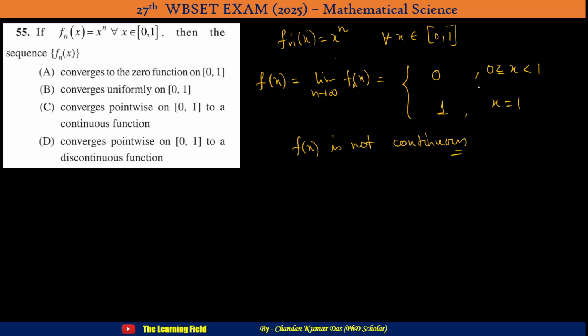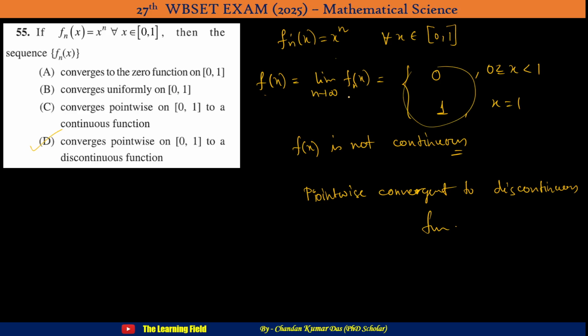Okay, so at limit x tends to 1, this function is not continuous. That means this function is not continuous throughout the interval. So fn x is pointwise convergent to f x, and this function f x is a discontinuous function. So what is the answer? Option D is the answer.